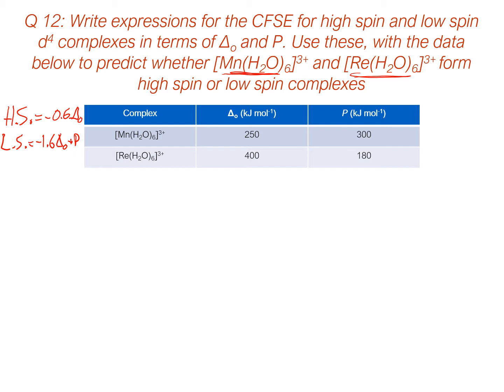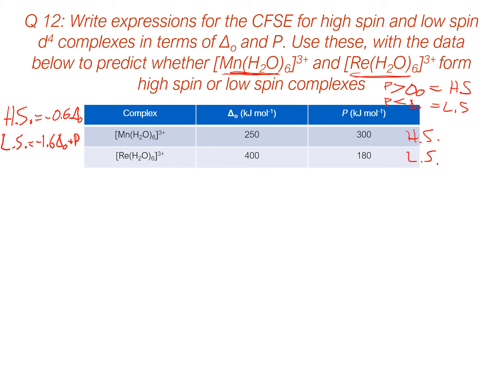Now, there is a quick cheating method we can use for this, just by looking at the relative values of delta O and P, and that is if it takes more energy to pair it up than to make the jump. So if the pairing energy is larger than delta O, it's going to be high spin. As I say, it takes more energy for it to pair the electron than to jump up across this split crystal field. And then the opposite gives us low spin. So if it takes less energy to pair up, then we get a low spin complex. So we can already predict that this will be low spin and this will be high spin.